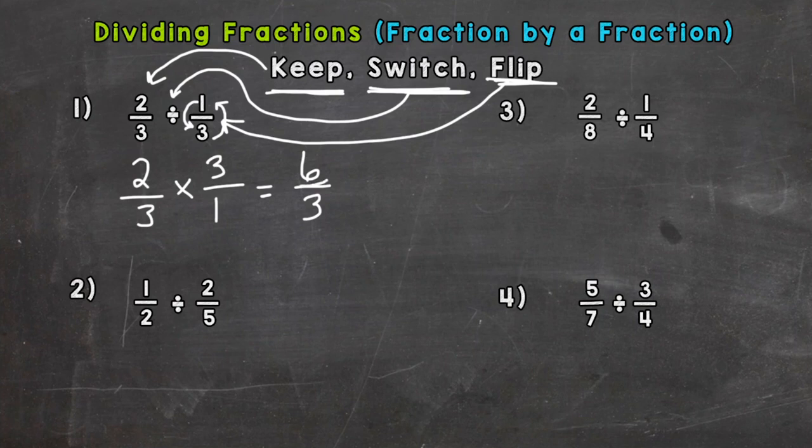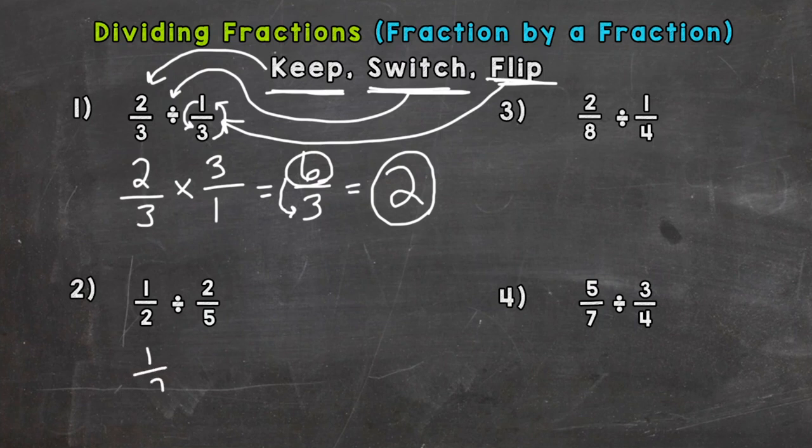So we need to divide our numerator, 6, by the denominator, 3. So how many whole groups of 3 can we pull out of 6? And the answer to that is 2. Now there's no remainder or anything left over, so we get a whole number for our quotient or answer to that division problem. So there you have it. Keep, switch, flip.